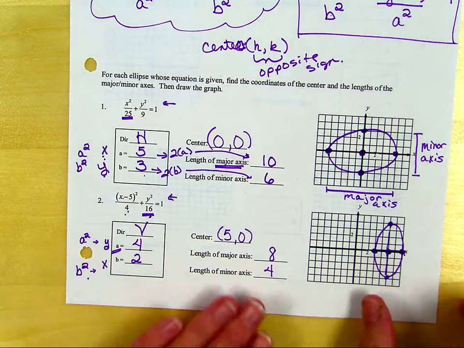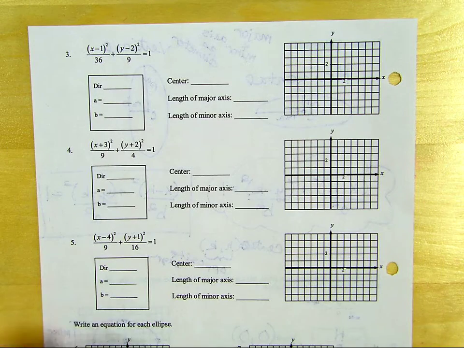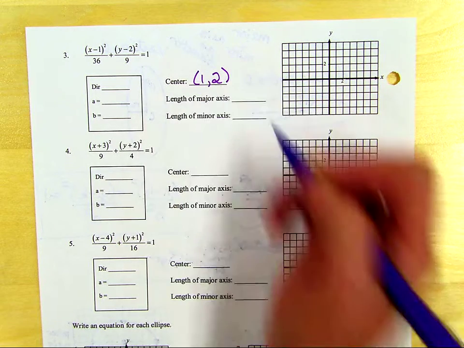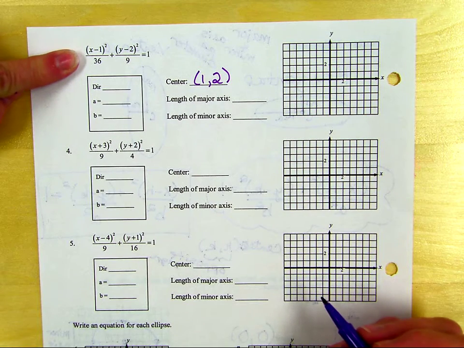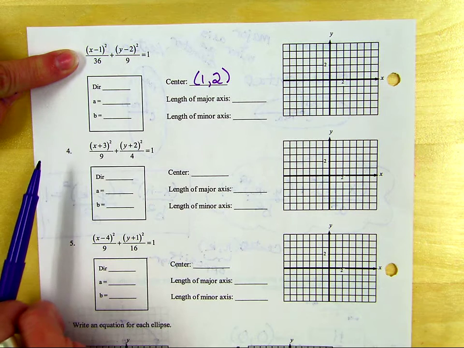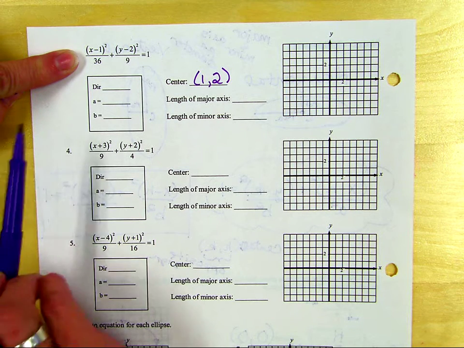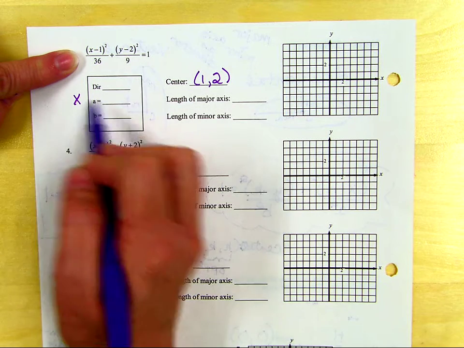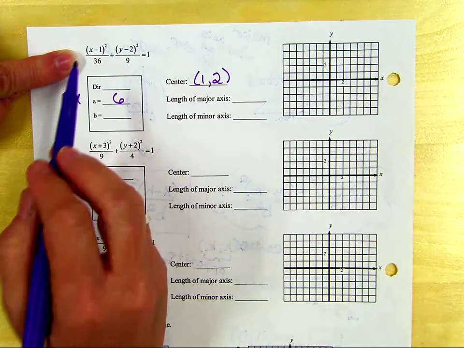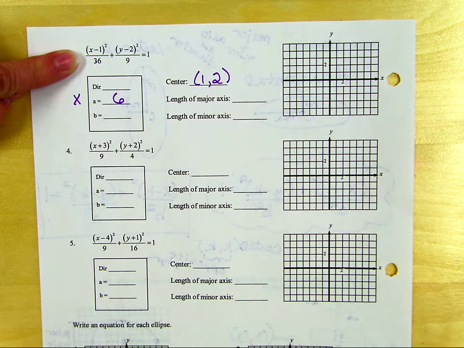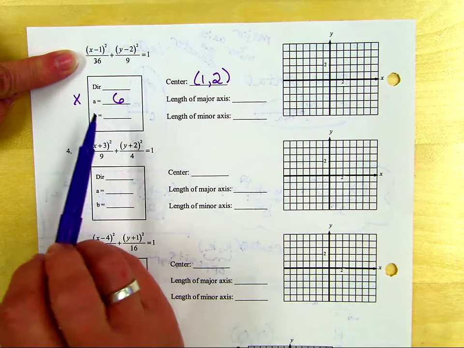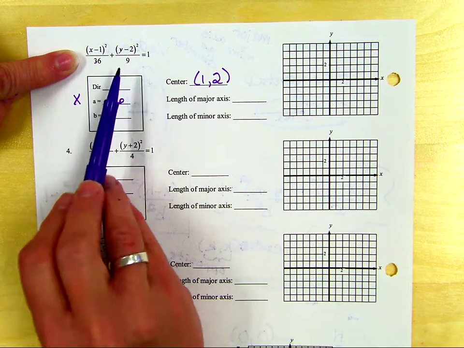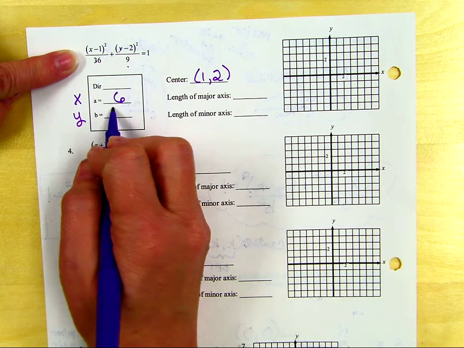Okay. So let's take a look. Next page. All right. Center comes out as the opposite sign. So positive 1, positive 2. Under the X, I have 36. Square root of 36 is 6. So in the X direction, I'm going to travel 6. Because this is the bigger number, that's why I put it with the A. Okay? That's not the huge deal. The huge deal is to remember the X goes with the 6. In the Y direction, the square root of 9 is 3. So in the Y direction, I go 3.